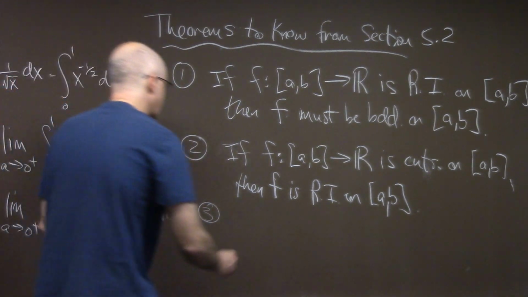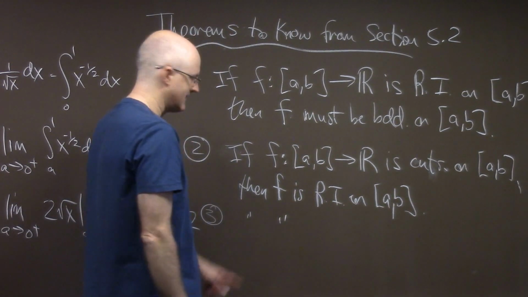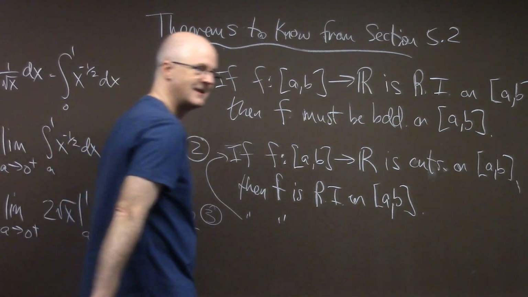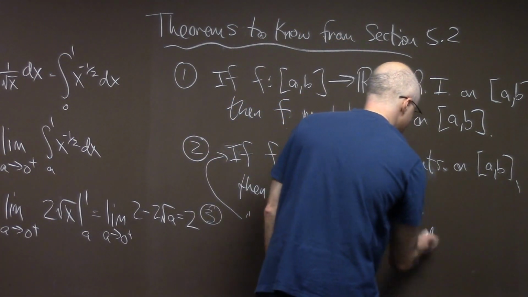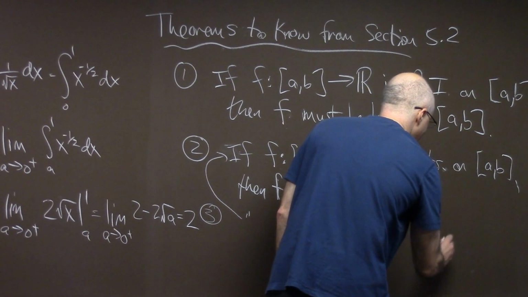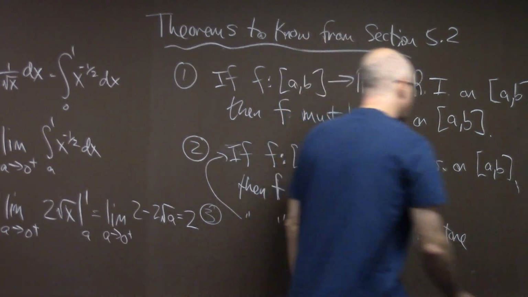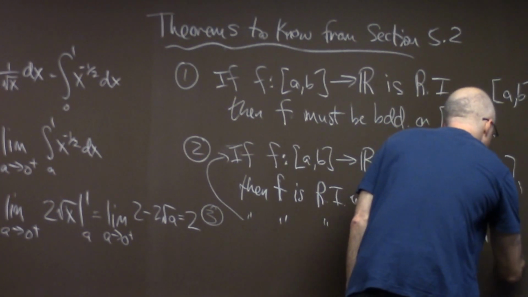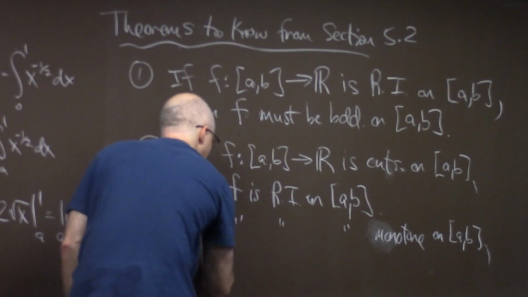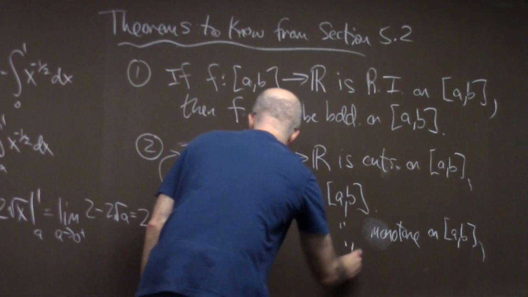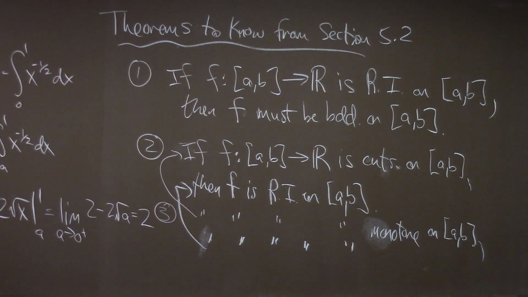Monotone functions are also Riemann integrable. Can I do the dash dash thing? Referring to this line. If you've got a function that's bounded, monotone, either monotone increasing or monotone decreasing, then, okay, I'll do the dashes again. That's referring to this line. Then f is Riemann integrable.